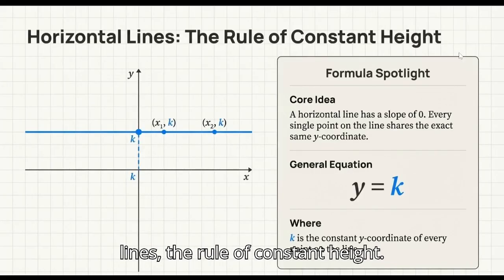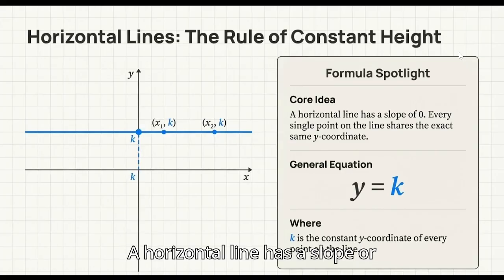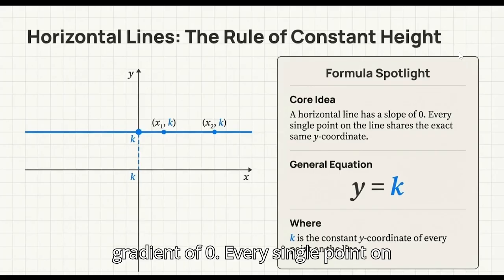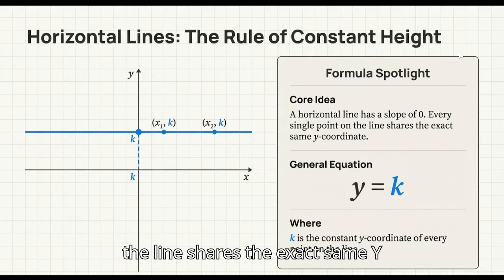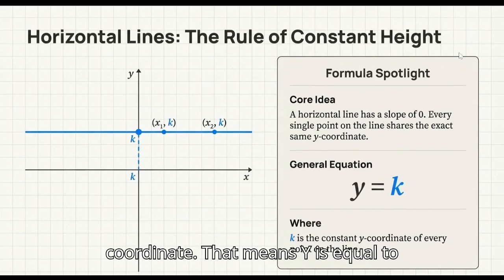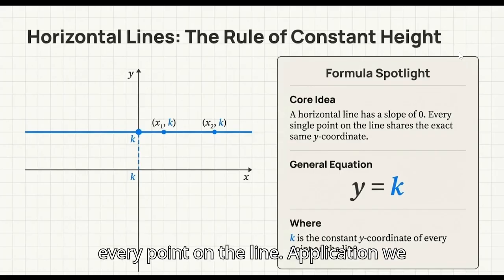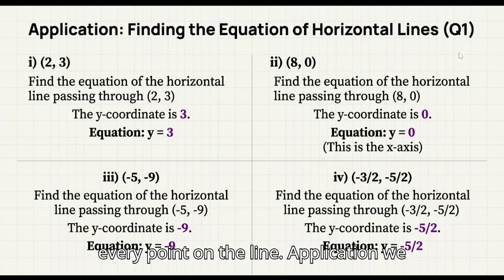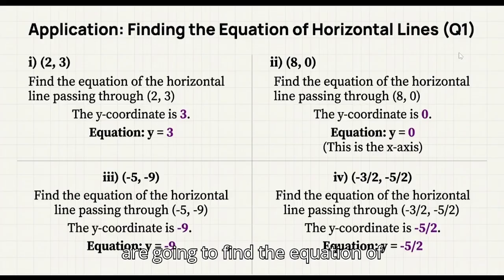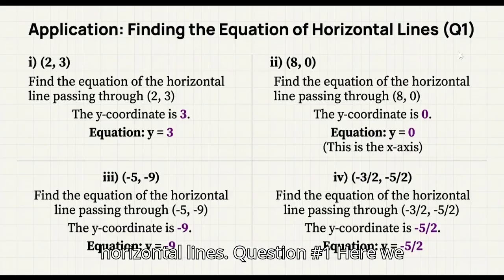Horizontal lines. The rule of constant height. A horizontal line has a slope or gradient of 0. Every single point on the line shares the exact same y coordinate. That means y is equal to k, and k is the constant y coordinate of every point on the line. Application. We are going to find the equation of horizontal lines in question number 1.